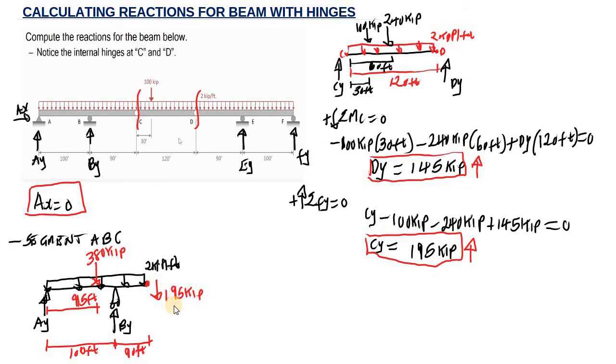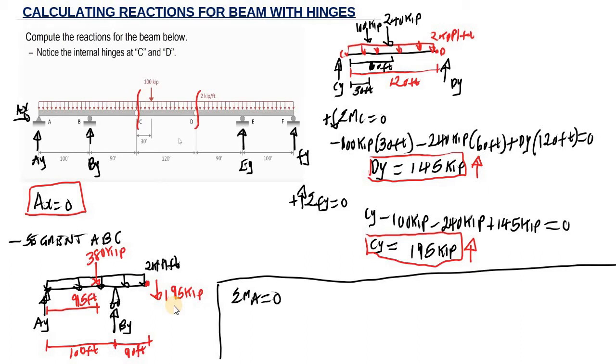So we are going to say summation of the moment at point A is equal to 0, so that we can calculate BY. I'm going to take all the moments in the counterclockwise direction to be positive, while the moments in the clockwise direction are negative. So this is going to be 380 kip. If we apply 380 kip on this beam, acting downward relative to point A, it is going to try to rotate this beam in the clockwise direction. So this is going to be negative 380 kip.